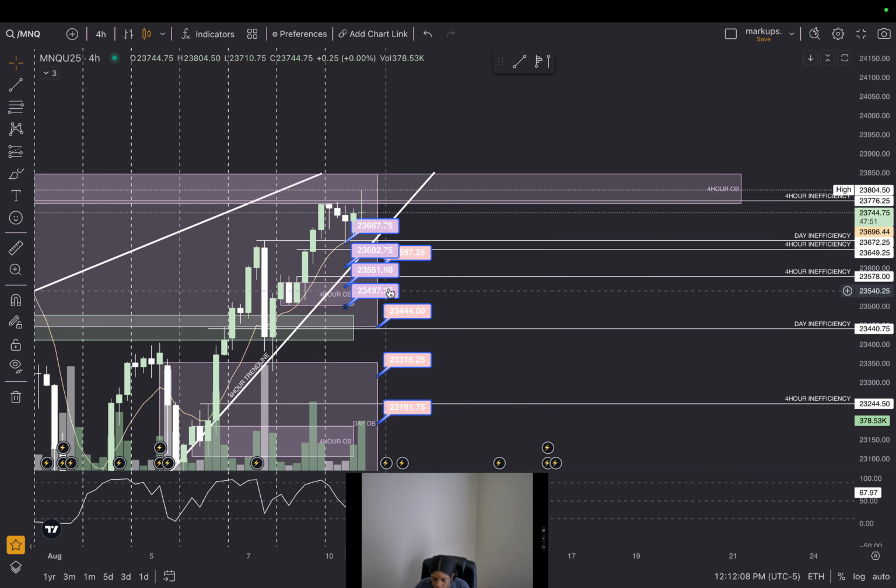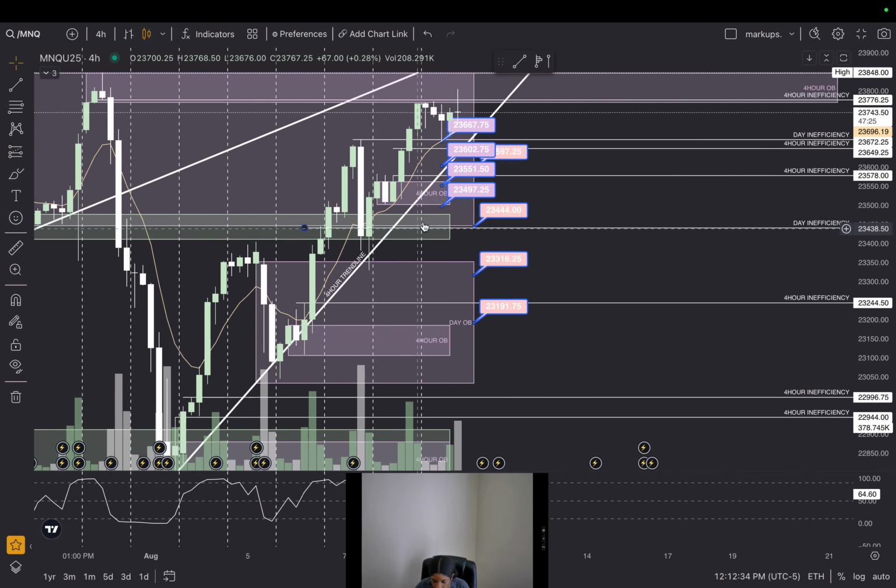What I was able to see is that the second Fibonacci level on the 4-hour chart is pretty much in line with the first day Fibonacci level. And then the last Fibonacci level on the 4-hour chart is kind of in line with the second Fibonacci level on the day chart. So we have the 4-hour inefficiency here, and I believe I also redrew this 4-hour trend line.